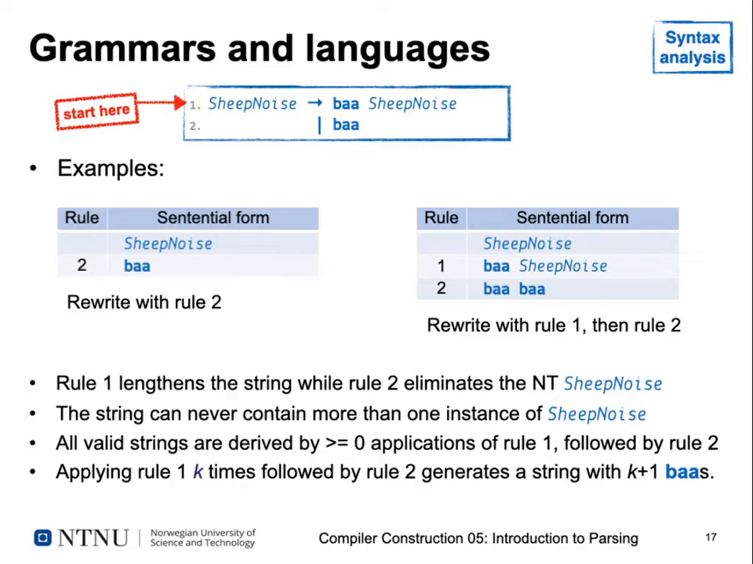So all valid strings are derived by at least 0 applications of rule 1. And finally, we need to eventually apply rule 2 because we need to have a sentential form at the end that only contains terminal symbols and no more non-terminal symbols. So applying rule 1 k times, followed by a final application of rule 2, would generate a string that contains k plus 1 repetitions of bar. So this is a very simple example. Of course, real languages are a bit more complex.